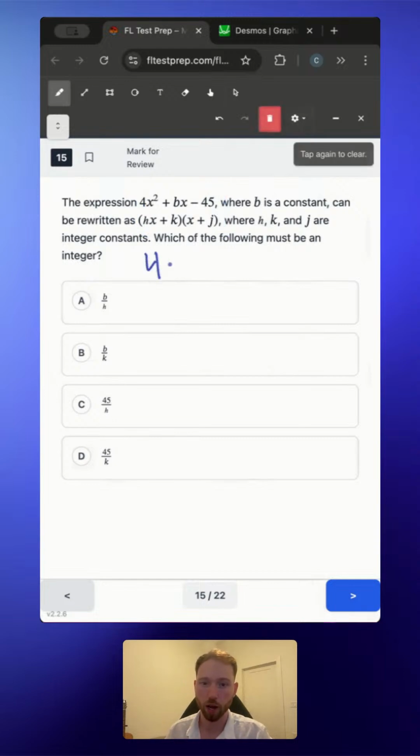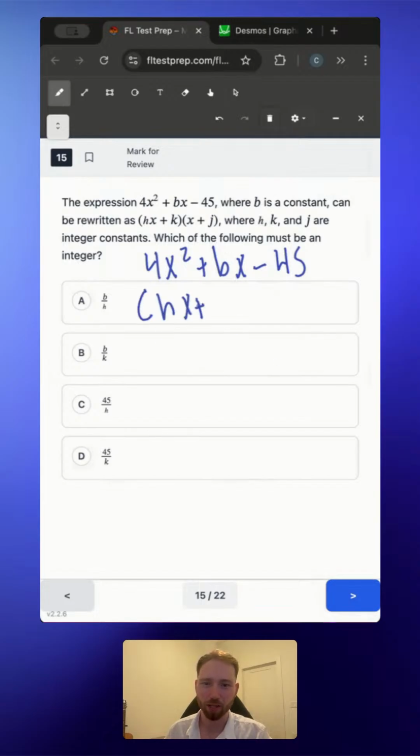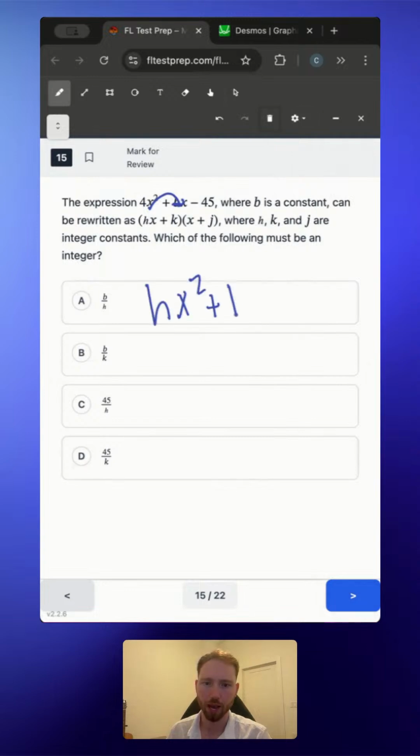So I know I have 4x squared plus bx minus 45. And then I have this hx plus k times x plus j over here. What's going to be easier, factoring the 4x squared or just distributing the hx plus k? Probably distributing, right? So I'm going to go ahead and do that. I'm going to distribute this hx, so I'm going to get hx squared plus hjx plus kx plus kj. That's a little sloppy, but let me rewrite that a little better because I'm going to be using that for the rest of this.